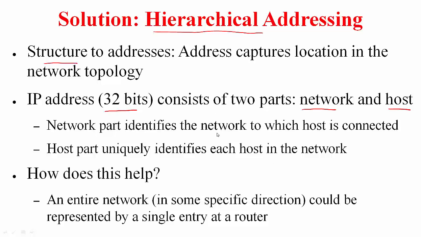The network portion identifies the network to which the host is connected, and the host portion uniquely identifies each host within this particular network. Now, how does this help? At a router in the internet core, an entire network in a given direction could be represented by just a single entry that corresponds to the network portion.